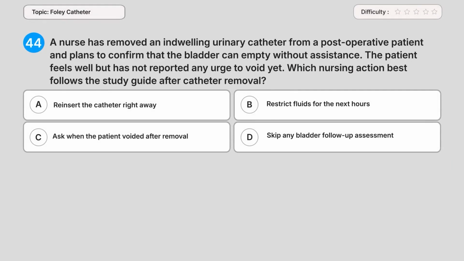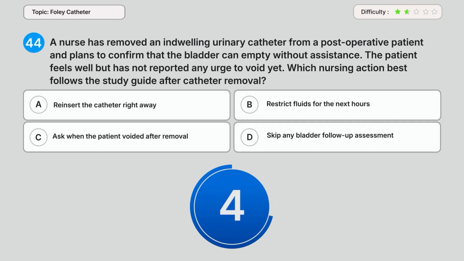Question 44. A nurse has removed an indwelling urinary catheter from a post-operative patient and plans to confirm that the bladder can empty without assistance. The patient feels well, but has not reported any urge to void yet. Which nursing action best follows the study guide after catheter removal? A. Reinsert the catheter right away. B. Restrict fluids for the next hours. C. Ask when the patient voided after removal. D. Skip any bladder follow-up assessment. Do you know the answer?